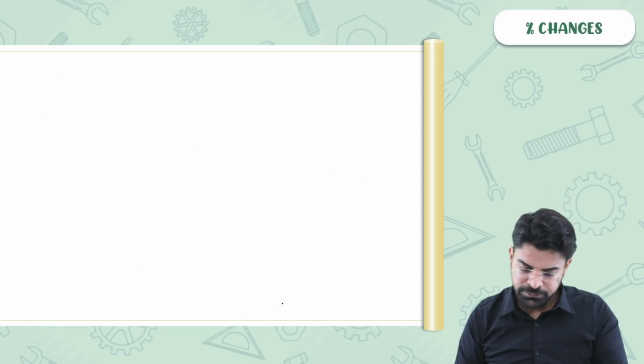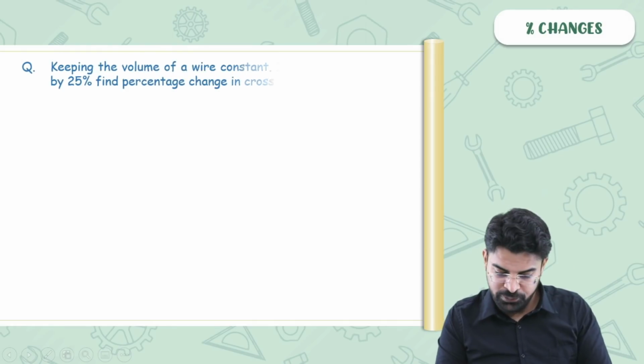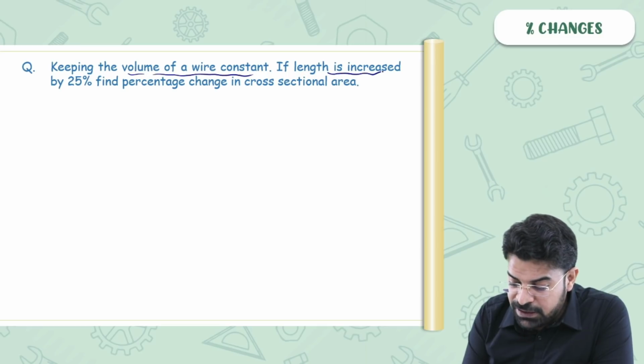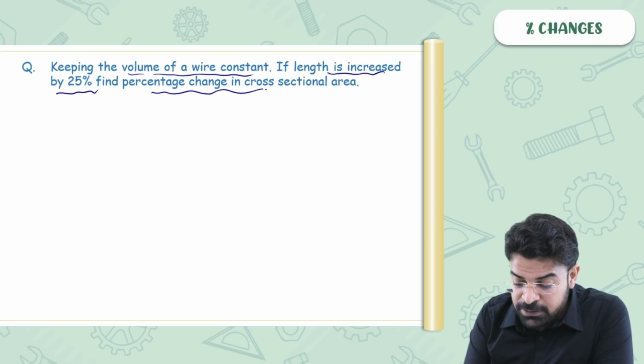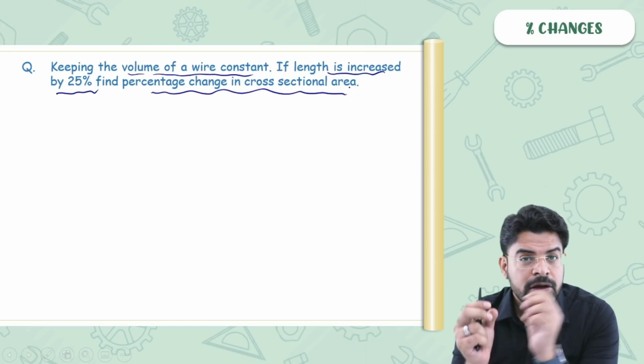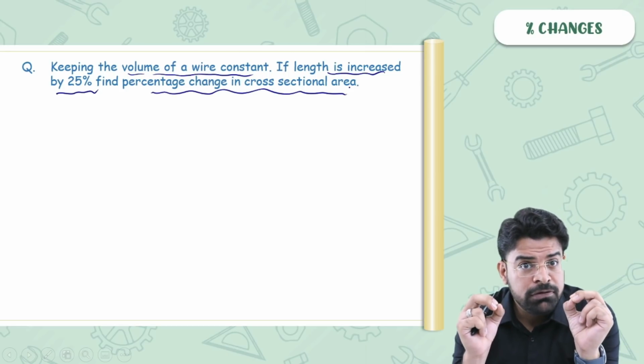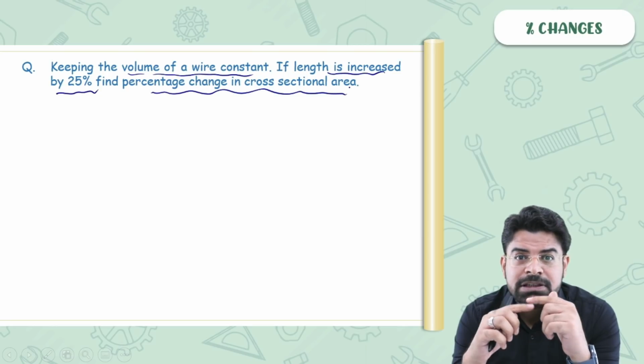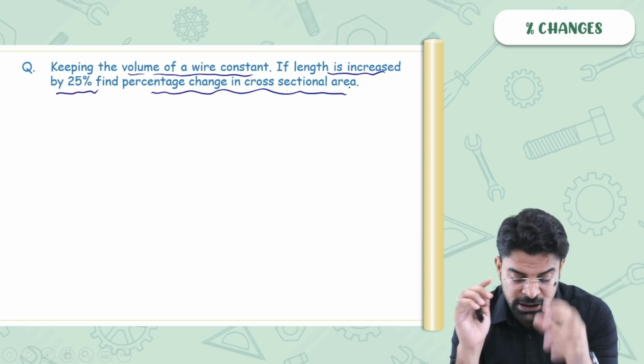Moving on. So, keeping the volume of a wire constant, if the length is increased by 25%, find the percentage change in cross-sectional area. So you are keeping the volume of the wire constant and you are increasing the length by 25%. What is the percentage change in the cross-sectional area?